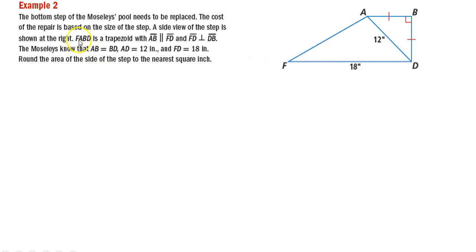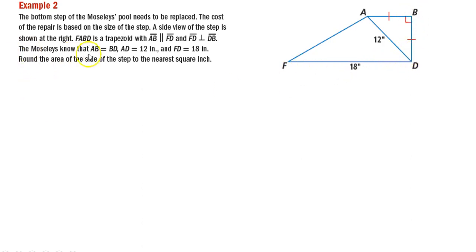FABD is a trapezoid. So this figure right here is a trapezoid with AB being parallel to FD. So that would be parallel to that. That's what makes it a trapezoid. And then FD is perpendicular to DB, sorry, these two are perpendicular. So we have a 90-degree angle there.